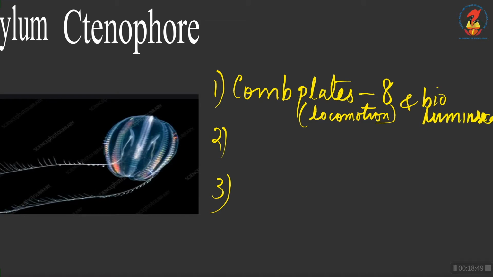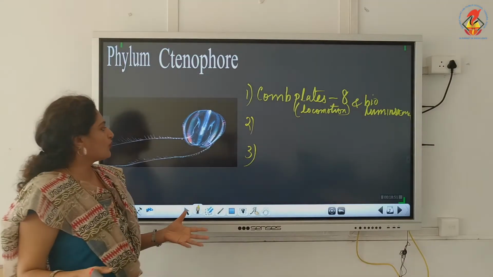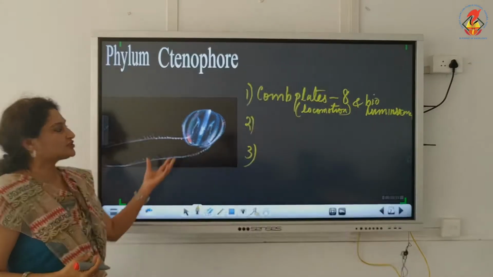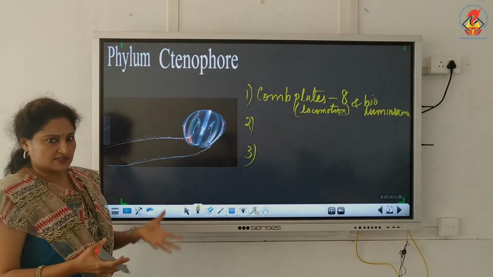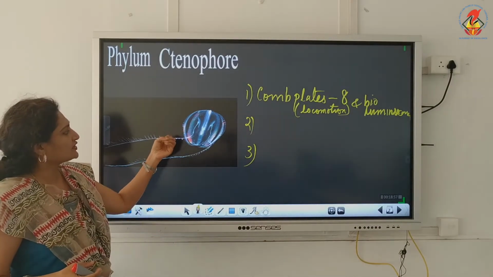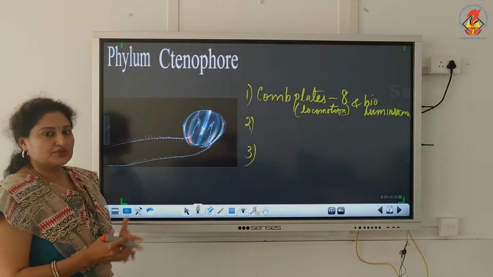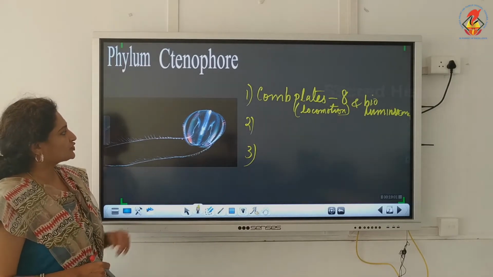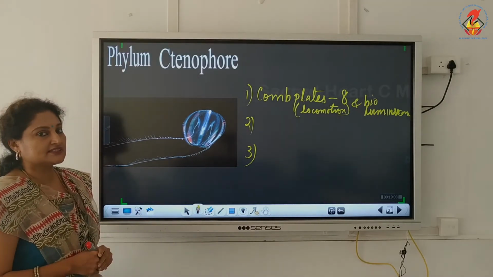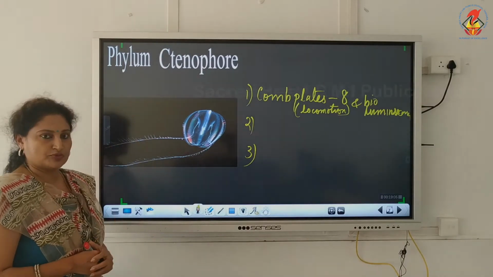See, it emits light, and so the deep floor of the ocean looks so beautiful, lit by these in the dark deep ocean. You can see all these emitting light and giving beauty to the ocean. Okay, so bioluminescence and comb plates are the distinct features of phylum Ctenophora.